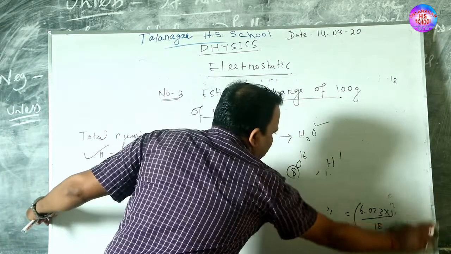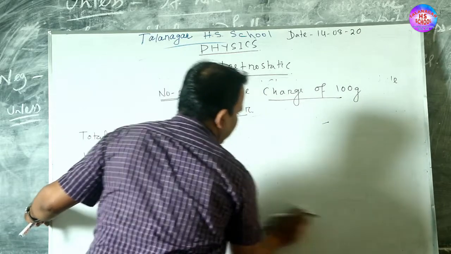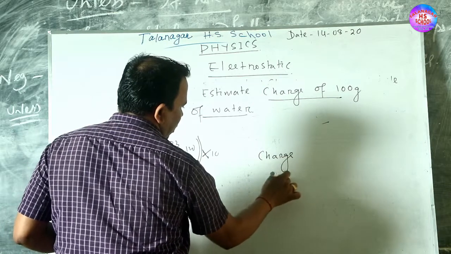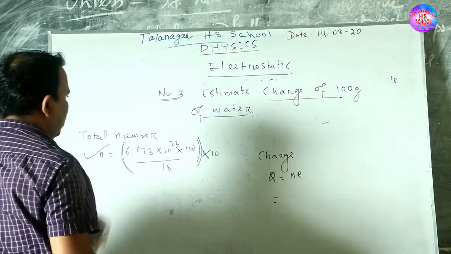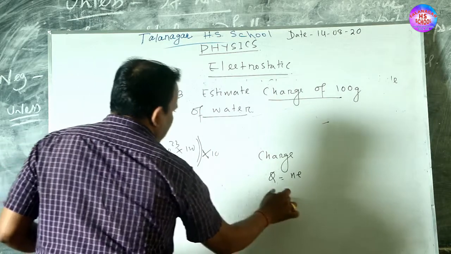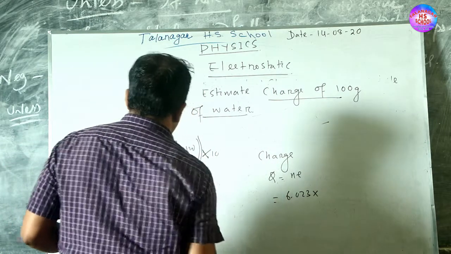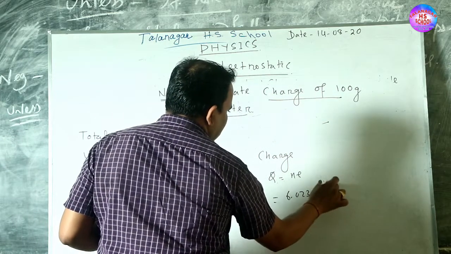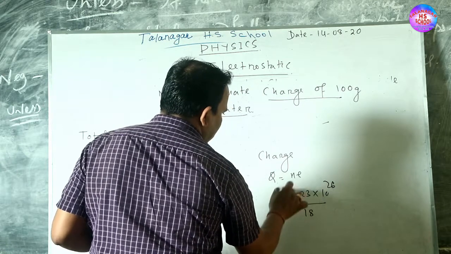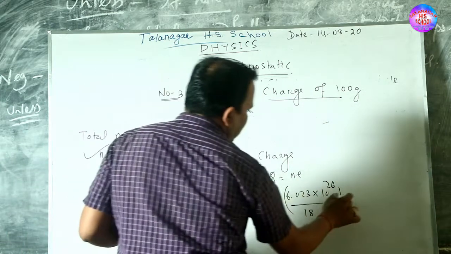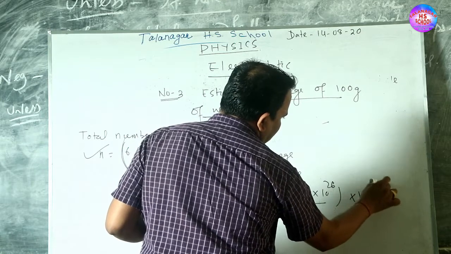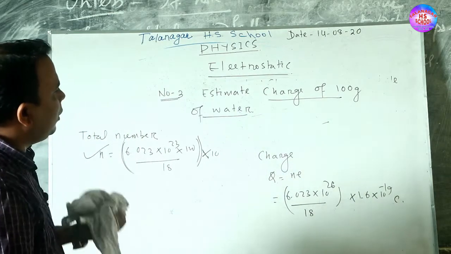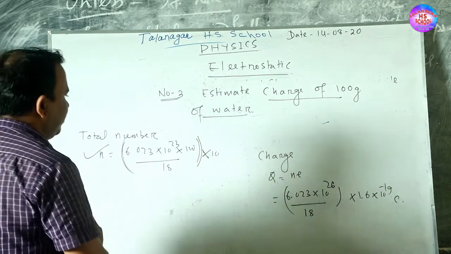So the charge Q equal to Ne, where N is the number of electrons, 6.023 into 10 to the power 25 by 18, into the smallest unit charge, we know, 1.6 into 10 to the power minus 19 coulomb. So we can solve this. We have the total charge on the 100 gram of water.